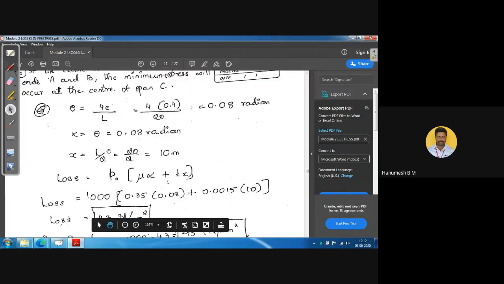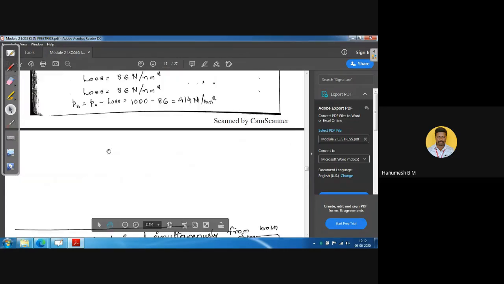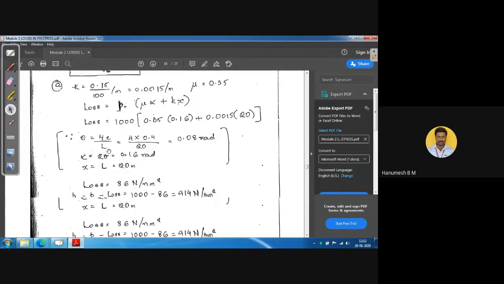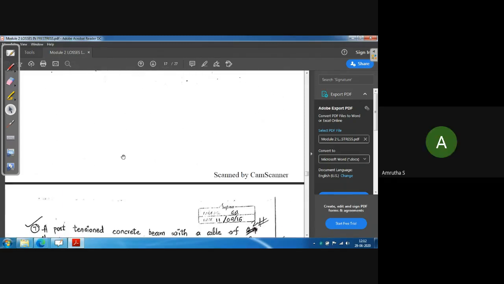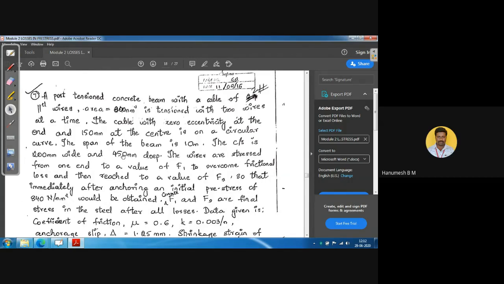Any doubt in this problem? If the jacking is from one end and both the ends, any doubt in this problem? Do you feel? No doubts. No, sir. No doubts. Shall I proceed further? Yes.